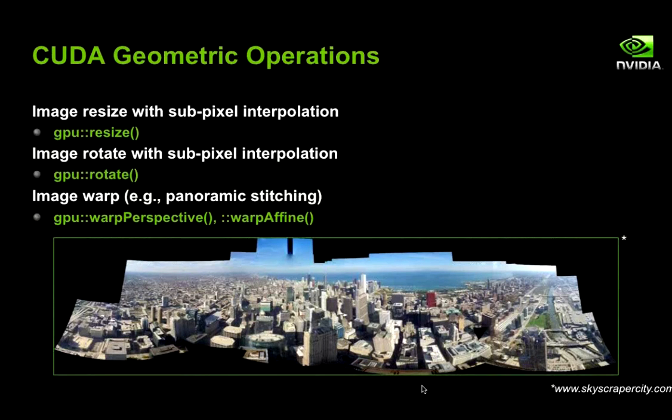There are also operations available to apply geometric operations on images or matrices, which include, for example, resizing of images, rotating of images, and also warping using warp perspective or warp affine. These functions are often used, for example, in panoramic stitching, where you would want to first compute the affine transformation between two images such that they line up, and then they would be appropriately warped and stitched together.